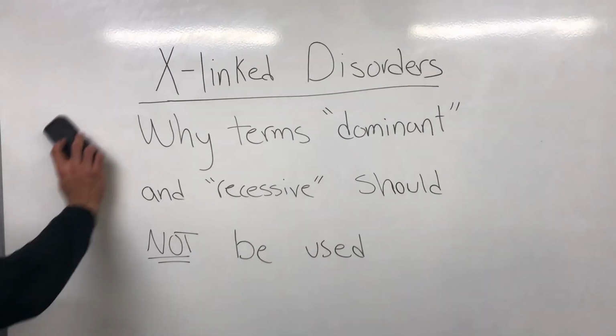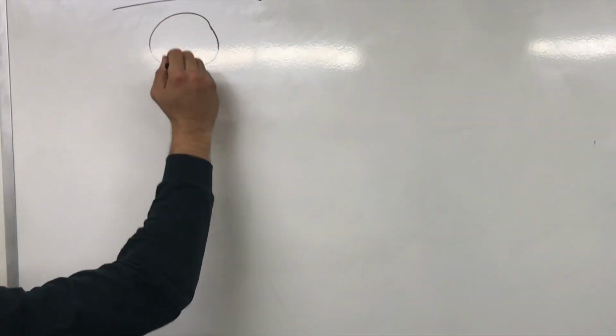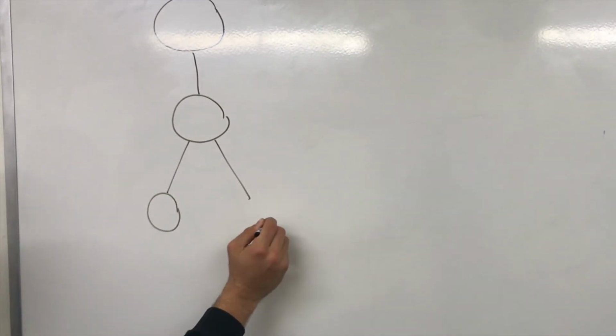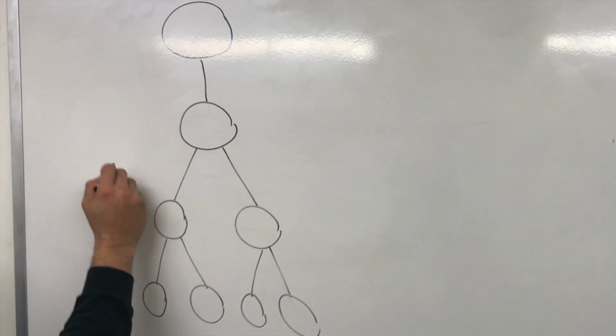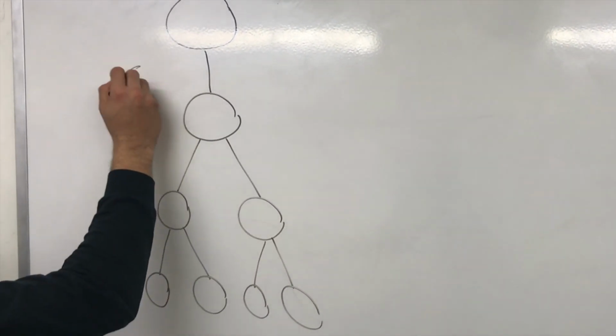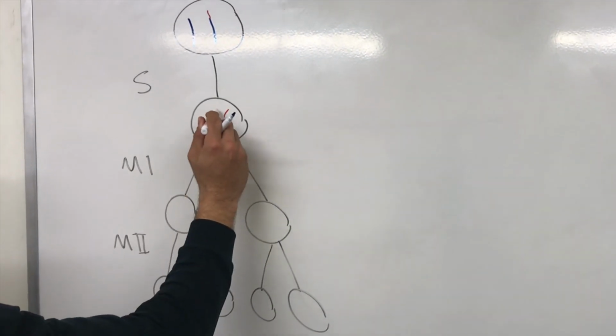X-linked disorders, why the terms dominant and recessive should not be used. Genetic disorders are caused by abnormalities in the gene. Some disorders are hereditary and are passed down from parents' genes. Others are caused by new mutations or changes to the DNA. In these instances, the defect is only passed on if the change is in the germ cell.